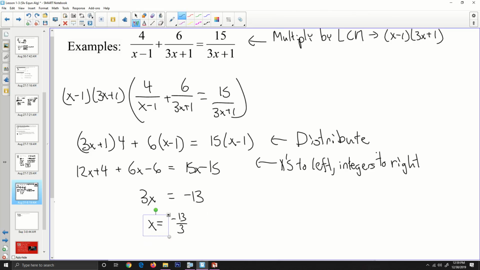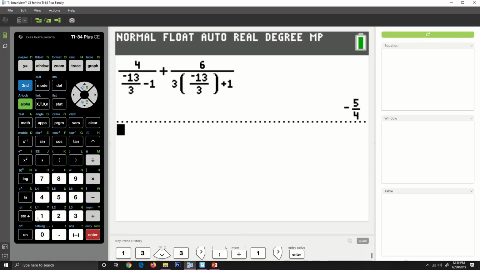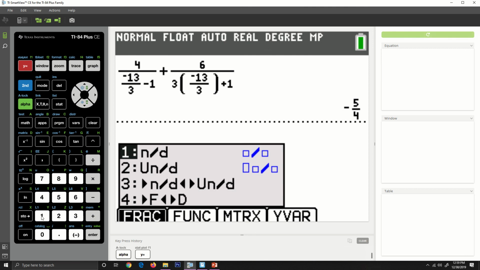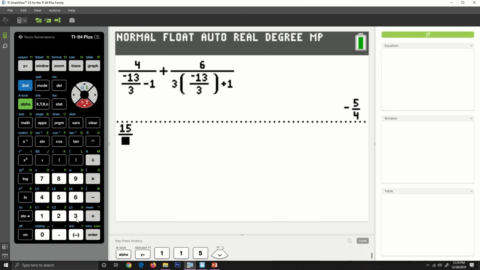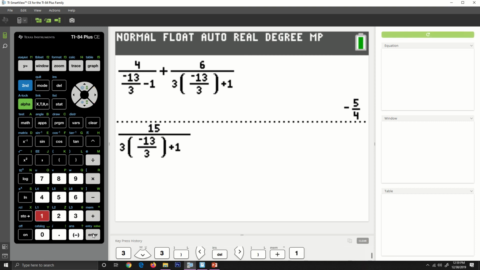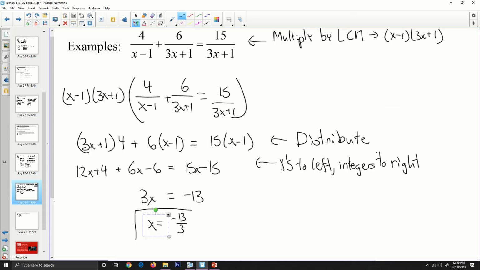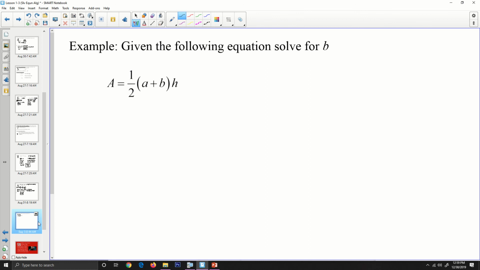So 15 over, all right, so 15, yeah, let's clear that out, sorry. Second y equals 15 over 3, parenthesis, negative 13 over 3. Oops, I don't want that parenthesis there. So I'm going to go back and delete, hit my parenthesis, hit plus 1, and hopefully get negative 5 over 4. So the left and the right hand side both equal. This is my final answer, and I am good for that one.